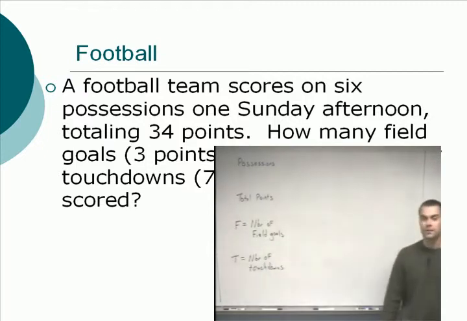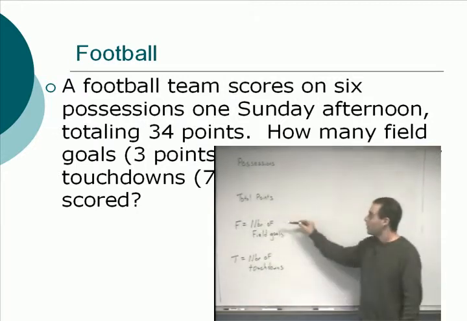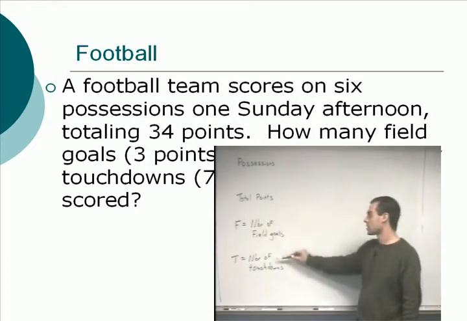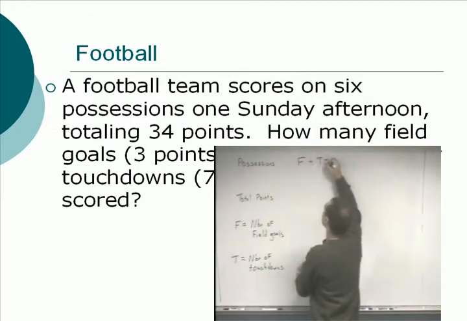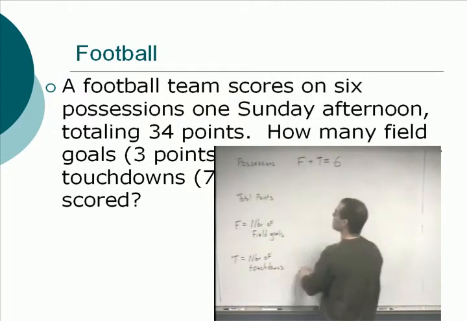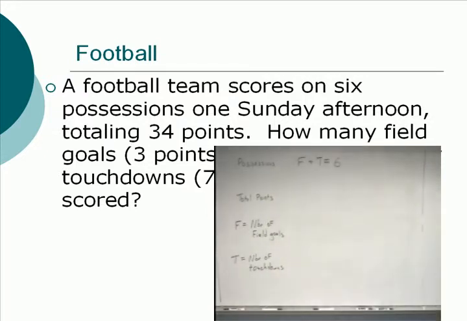Okay, so based on F and T, we're going to write our two equations based on those two facts. So we know that there are how many possessions? 6. So what's the equation that we've got there? T plus F is 6. The number of field goals that we scored plus the number of touchdowns. We're not paying any attention to how many points they're worth, just the pure number of possessions. However many field goals we scored plus the number of touchdowns we scored has got to be 6, because we scored on 6 possessions. There were no safeties in this game.